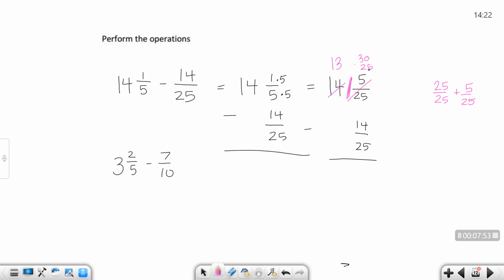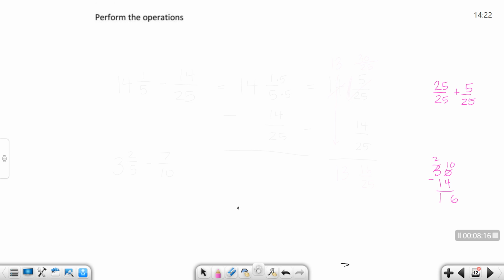So 30/25 minus 14/25 would be 16/25. And then I just bring my 13 down, and that's what your answer would look like. Okay, let's try it again on this other one. Uh-oh.